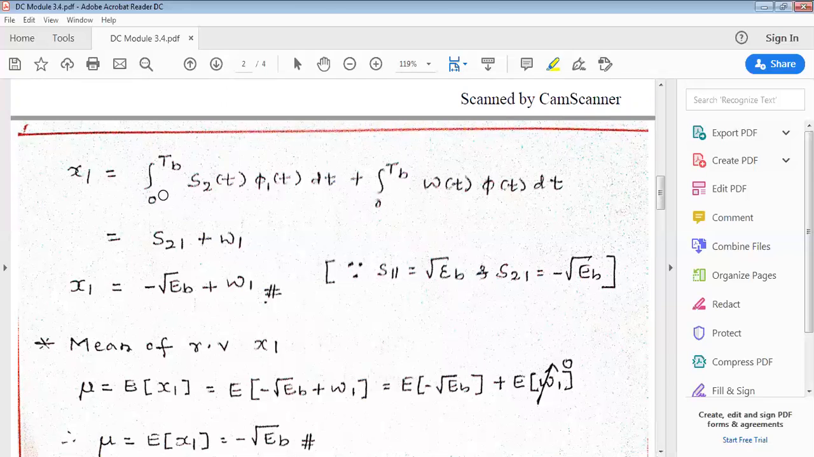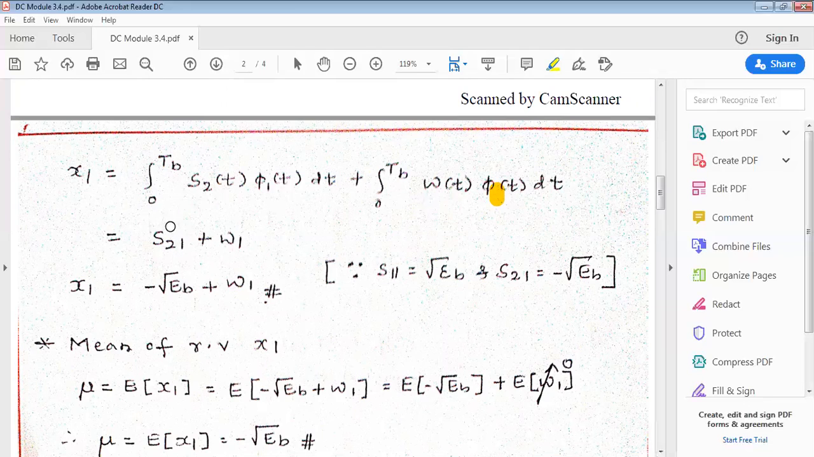And using the GSO procedure, that is the Gram-Schmidt orthogonalization procedure, we know that whenever you integrate the product of signal s2(t) and phi1(t) with respect to time dt, that gives the coefficient s21. Similarly, when you integrate the noise w(t) with phi1(t) dt, you will get the coefficient w1, right?